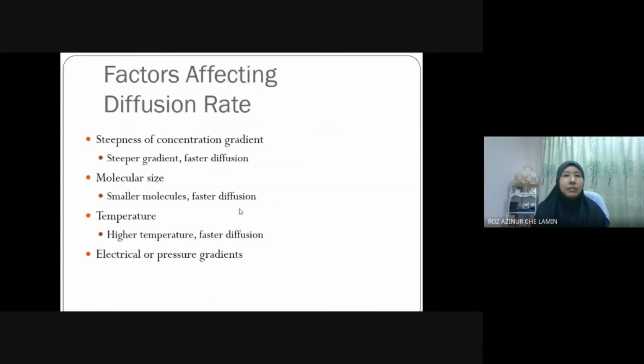Factors affecting the diffusion rate include the steepness of the concentration gradient: the steeper the gradient, the faster the diffusion. Molecular size: the smaller the molecules, the faster the diffusion rate. Temperature: the higher the temperature, the faster the diffusion rate. And electrical or other pressure of the gradients.